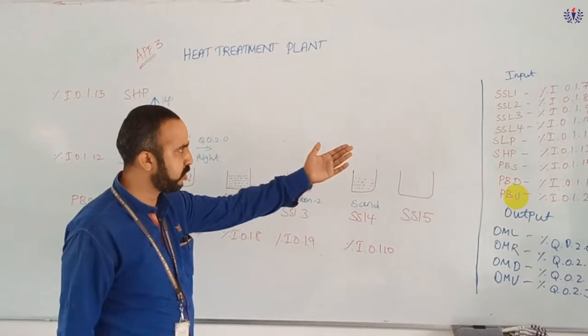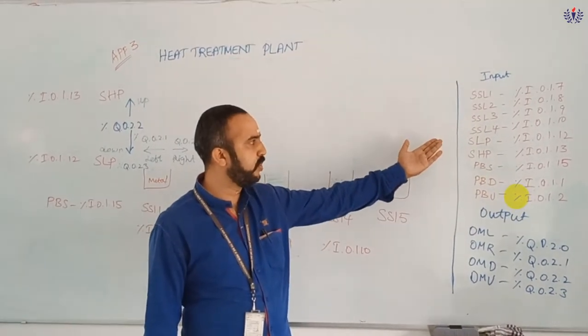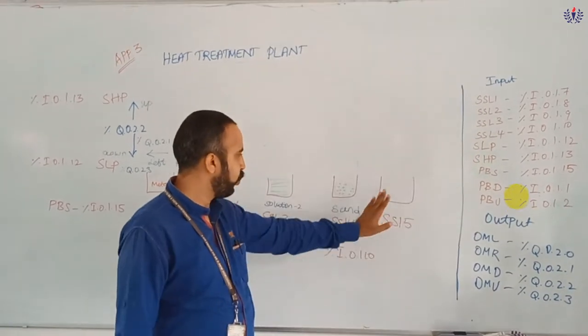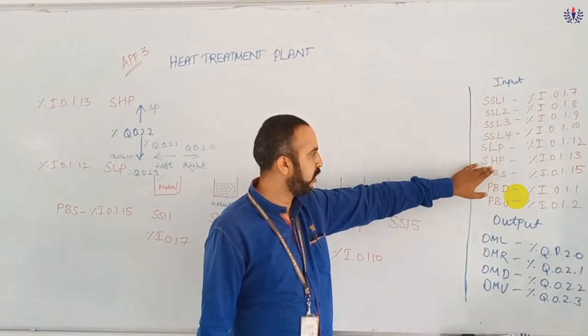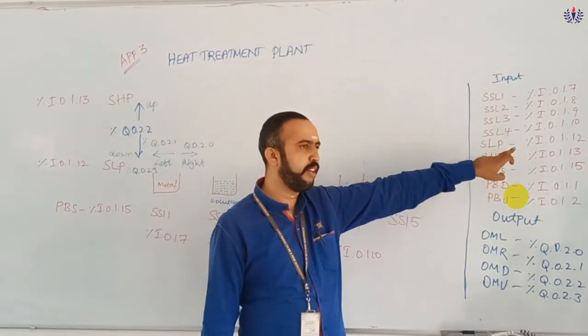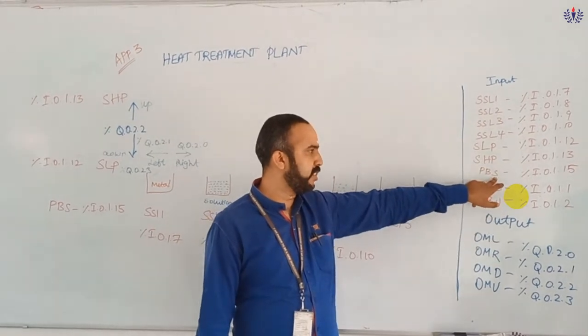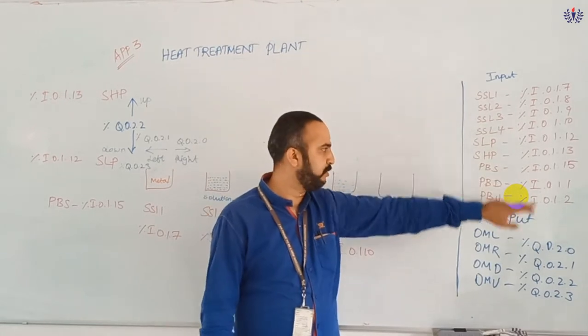Okay. So as usual, slot 1 will be 7, slot 2 will be 8, slot 3 will be 9, slot 4 will be 10. Most probably we are not using slot 5, so we are omitting it, but there are 5 slots. And similarly, we have a high position and low position, 0.12 and 0.13 respectively. And PBS, push button start, is initiating the process. For the PBS we have to press, that will be 15.